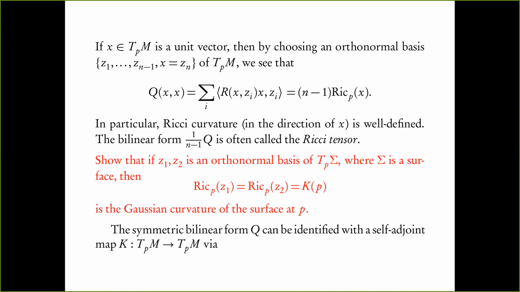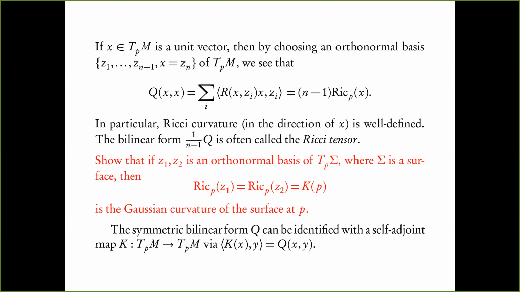So that will induce a self-adjoint map from the vector space to itself. Remember, we used this last time to get a self-adjoint map from H2 of TPM to H2 of TPM, and we called that the Riemann curvature operator. So here it's the same method, but applied to TPM itself. And how do I define this map K?